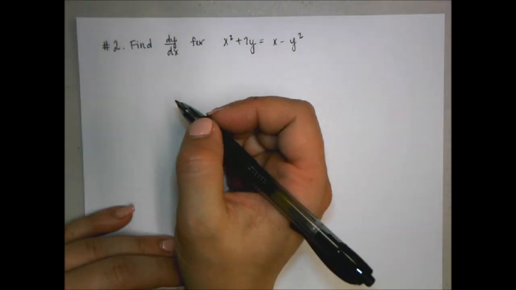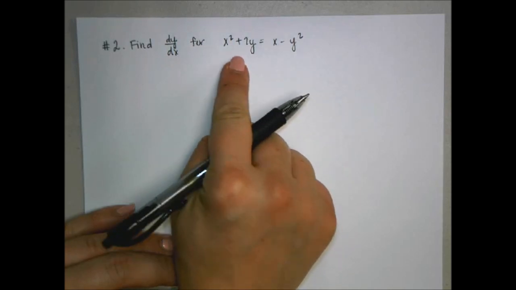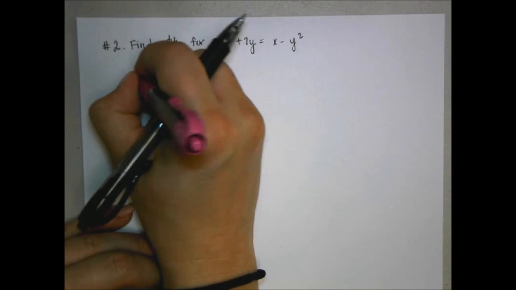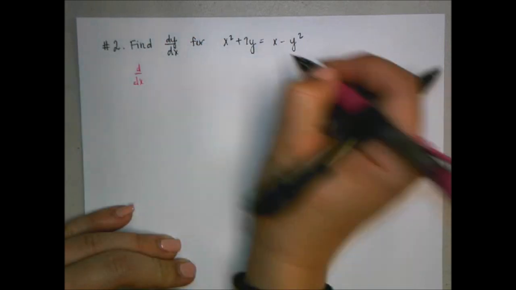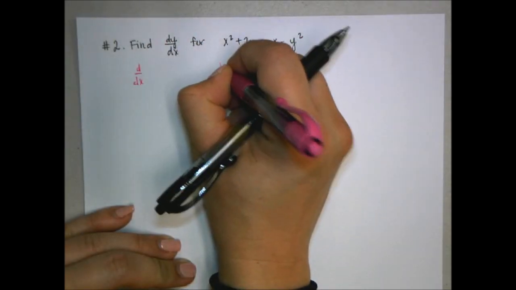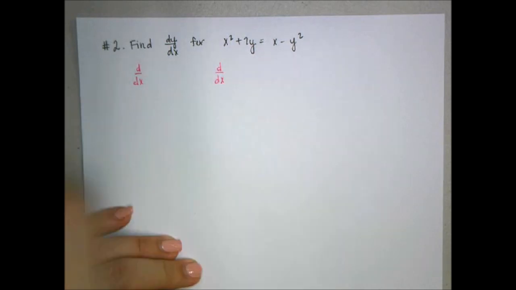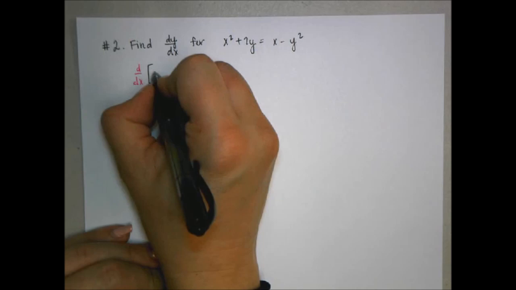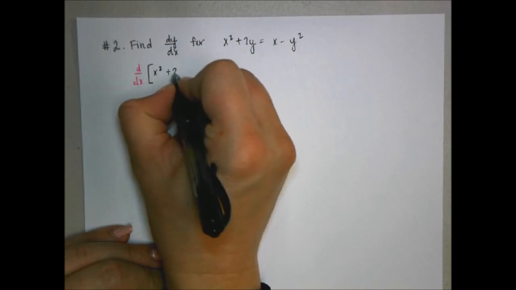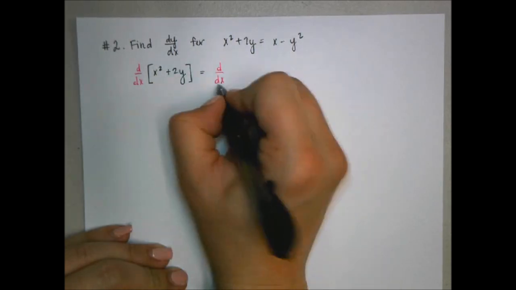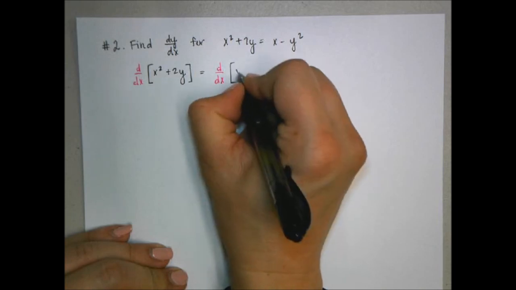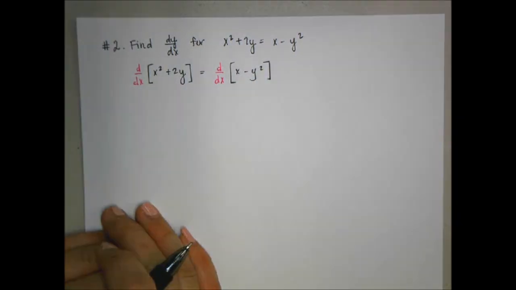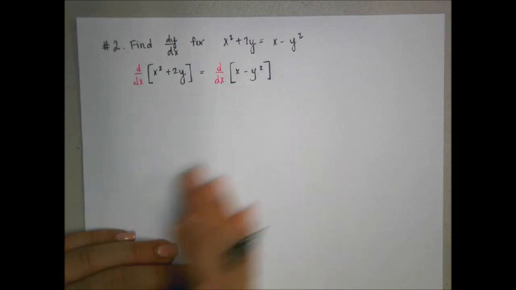Alright, so the first thing I want to do is show that I'm going to take the derivative of each side. So we're going to write down a derivative on each side of our equation here. So we have the derivative of the left, x squared plus 2y, is equal to the derivative of the right, x minus y squared. Now we're going to go ahead and take the derivative of each side.